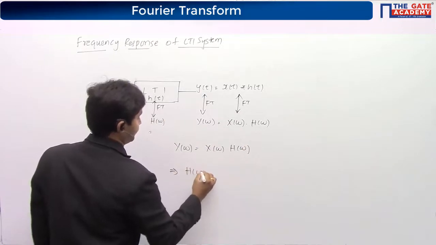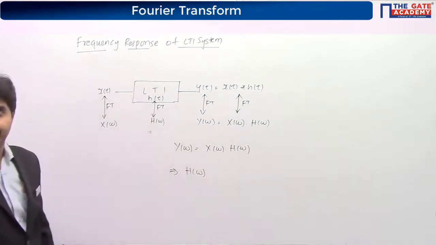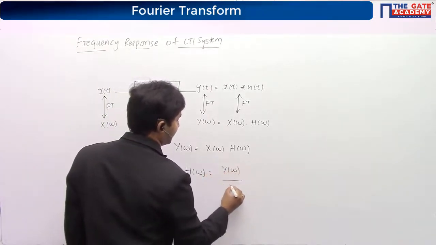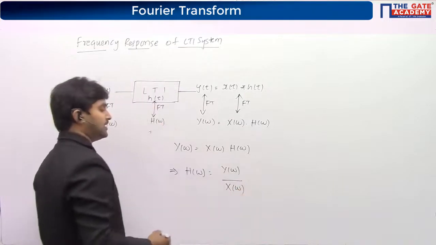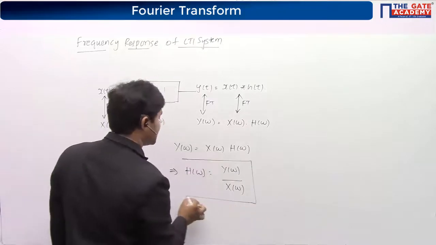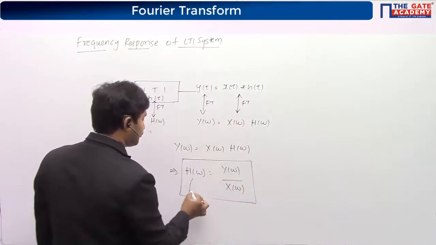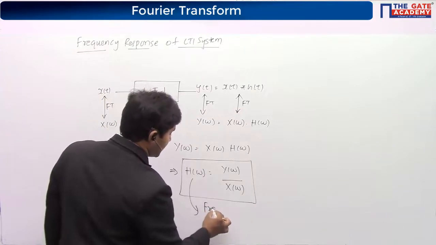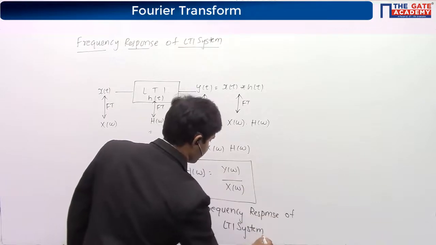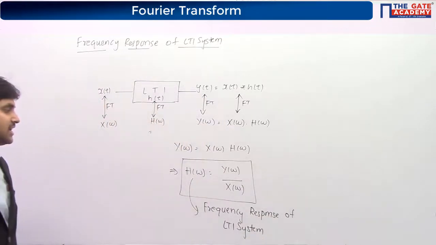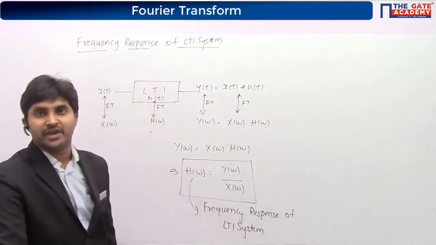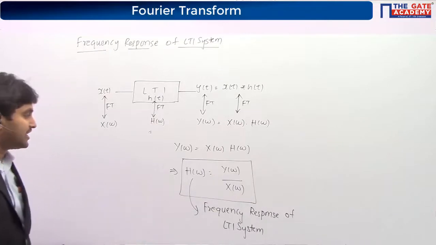Then what is H of omega? H of omega is given by Y of omega divided by X of omega. This H of omega is what we call the frequency response of the LTI system. H of omega is what we call the frequency response. I can say H of omega is the frequency response of the LTI system. Okay?